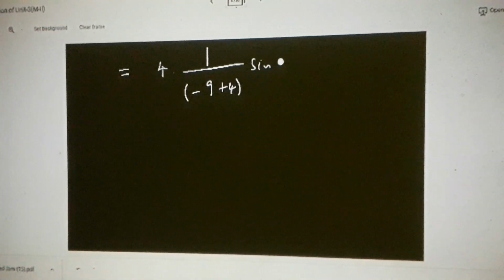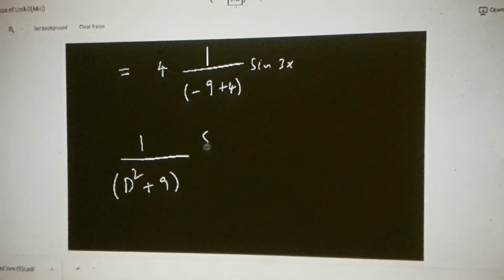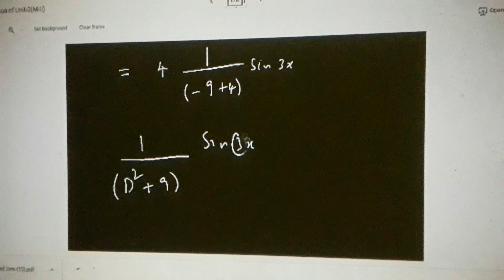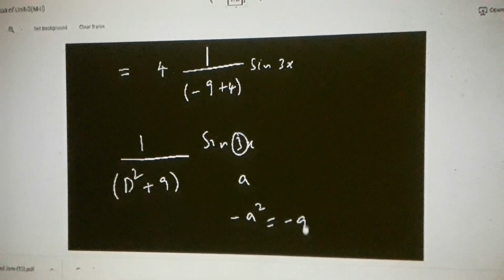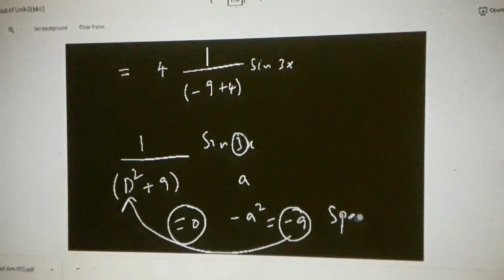There will be no change when the denominator becomes 0. That case is here. For example, 1 by D squared plus 9 of sin 3x. Then this 3, if you take as a, then minus a squared will be minus 9. If you substitute minus 9 here, it will become a 0 case in the denominator. That I call a special case.